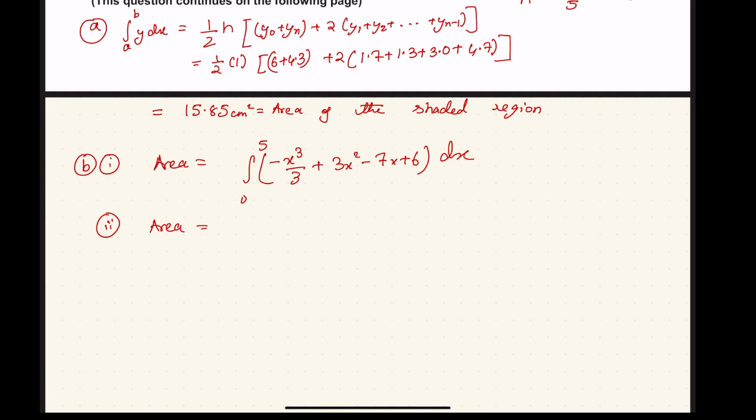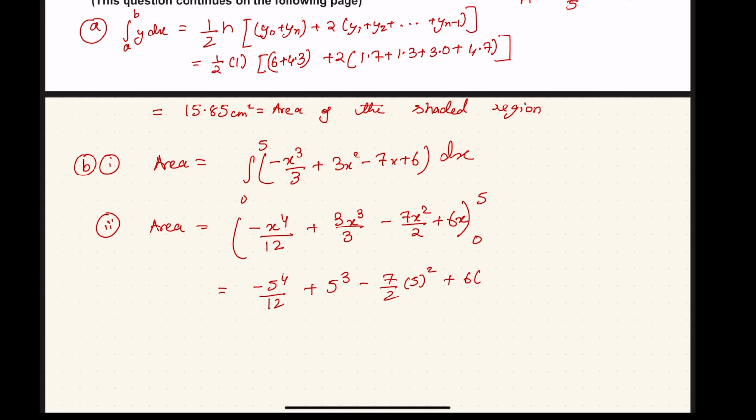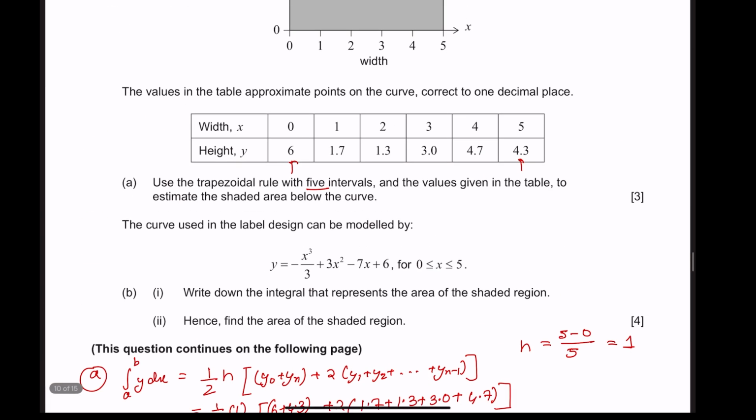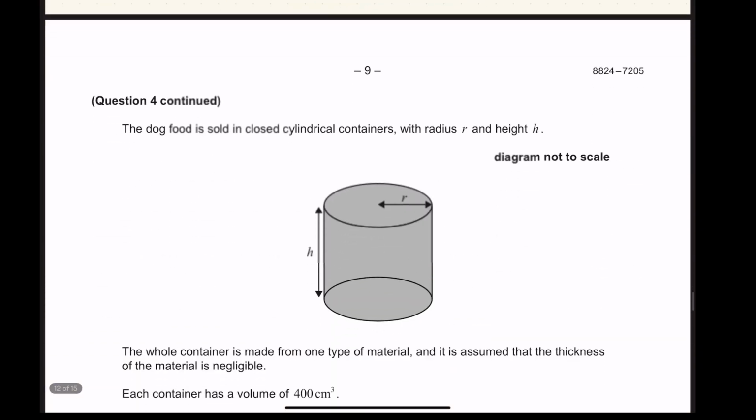So the area would be: the integral of x cubed is x to the power 4 over 4, and 4 times 3 is 12. This will be 3x squared, the integral of which is 3x cubed by 3, minus 7x squared by 2, plus 6x. We put the limits 0 to 5. If I put 0, everything becomes 0, so I have to put 5. So it's minus 5 to the power 4 by 12, the 3 cancels out so it's 5 cubed, minus 7 over 2 times 5 squared, plus 6 times 5. Now if I simplify everything, I'll get 15.41 centimeters squared. That will be the answer to B2. So B1 and B2 are done. We'll move on to the next part.